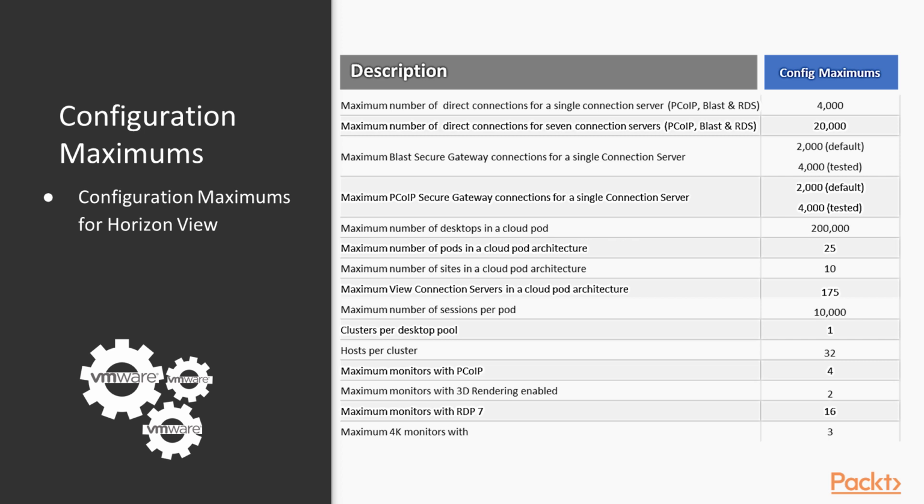Alongside the configuration maximums listed earlier in this section for vSphere, you also need to be aware of the specific configuration maximums for Horizon View itself. The more important ones to consider are listed in the table shown on screen.